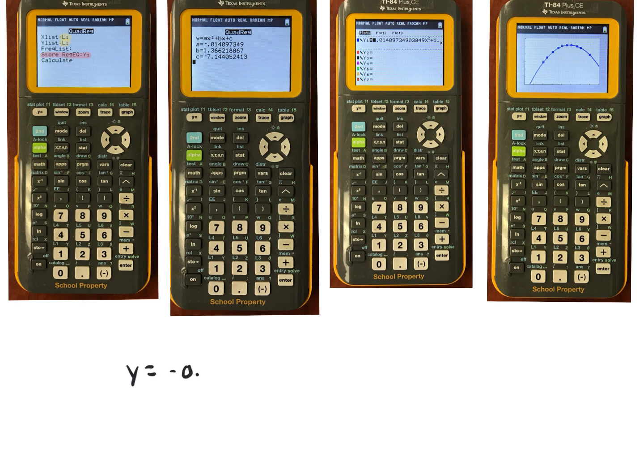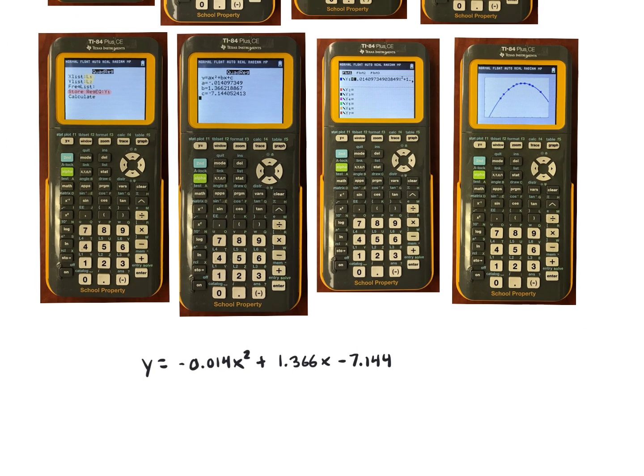negative 0.014 x squared plus, and then we look at our b value, let's round it in the same way, 1.366 x, and then our c value is negative, so minus 7.144. How you round it is up to you or up to the directions, but writing down those a, b, and c values and plugging them in here gives you the model for our function that models our data.